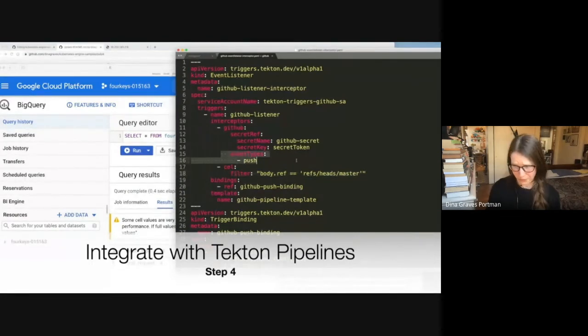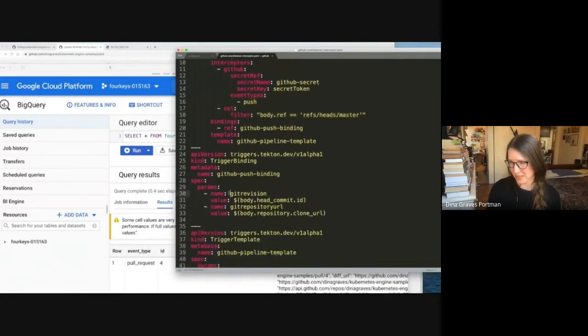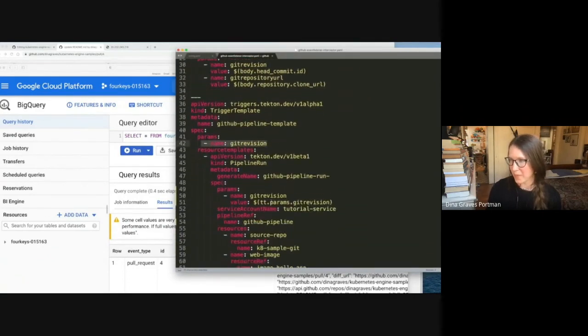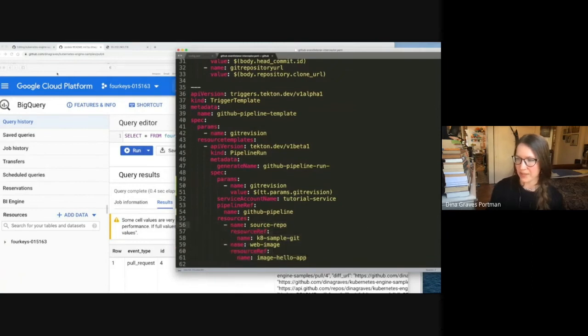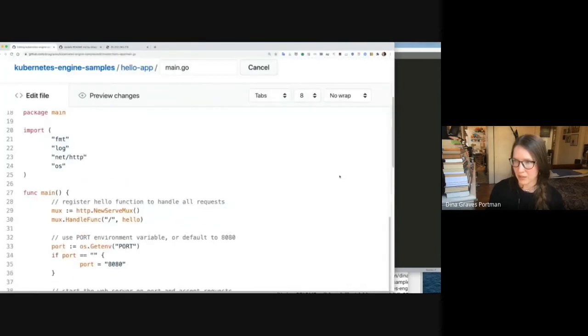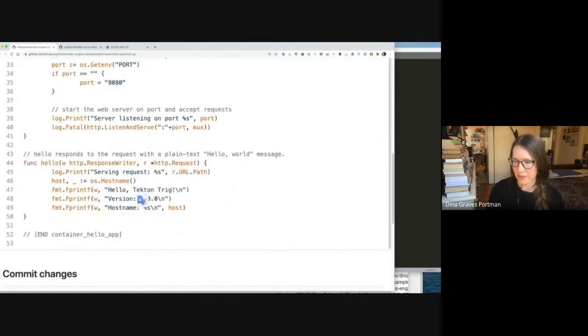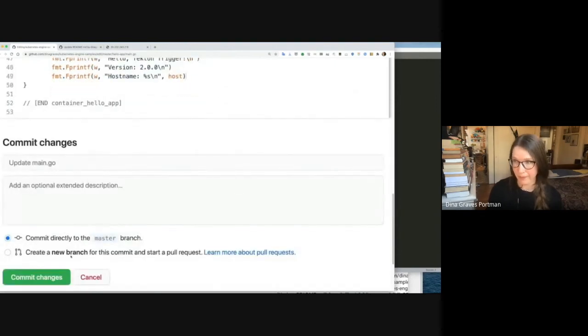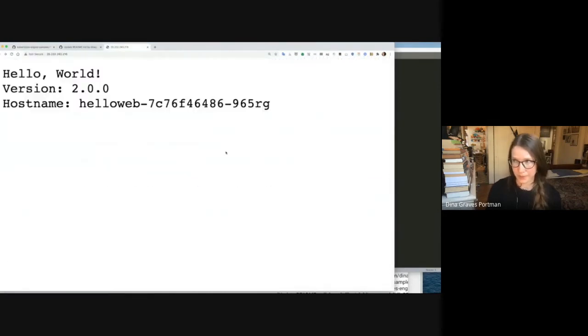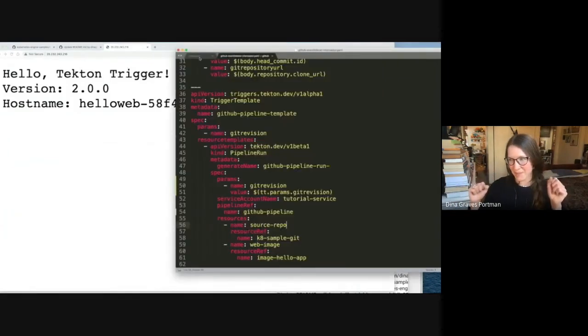Okay, so in this example, I'm using Tekton pipelines for my CI/CD. This is just a little hello world I've got set up here. And it is going to pull from a repo and then build it and deploy it to Kubernetes. So just to show you that it is working, I'm going to make this little edit here. And when I commit it, then that will trigger the pipeline. So when I refresh, this will say, hello, Tekton trigger. Yay. Okay, I am deploying.